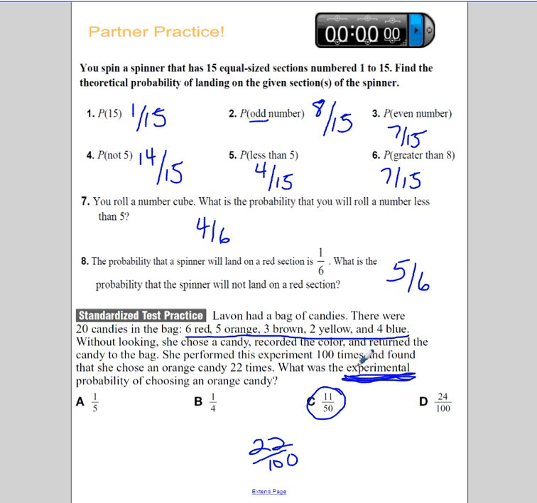I could have asked you the same exact question, but cross that word off here, experimental, and if I wrote theoretical, what's the theoretical probability of choosing an orange candy? I would go up here and I would say there's 5 orange out of 20. So it would be 5 out of 20, which is 1 out of 4, right? And remember, we said theoretical and experimental probabilities are not always the same. So make sure you are reading carefully so that you know which one we're asking for.